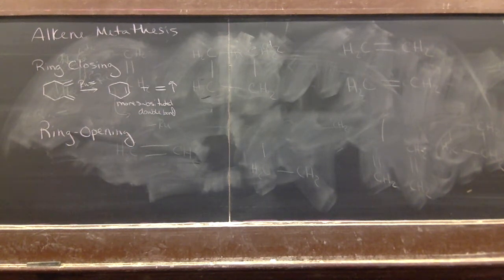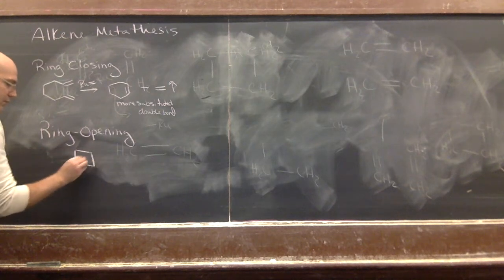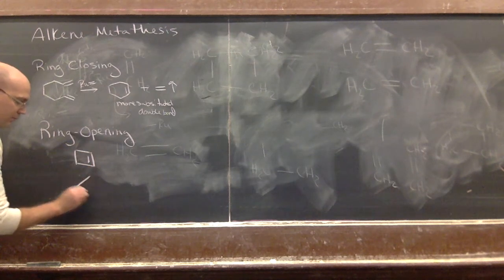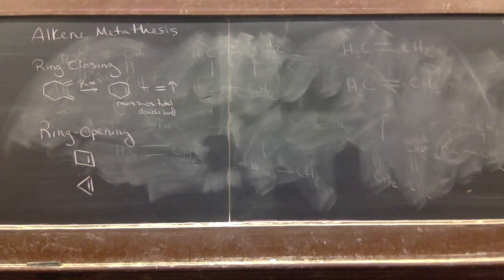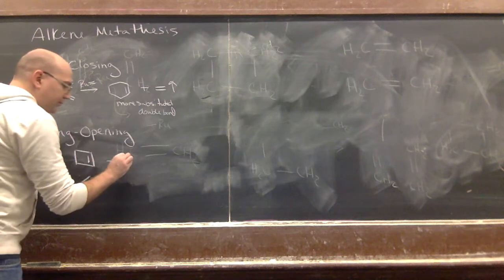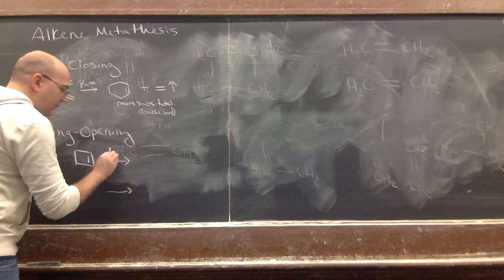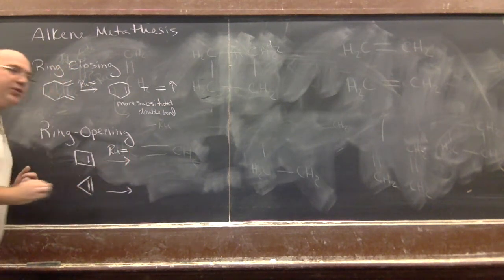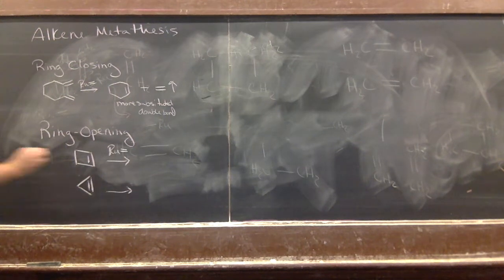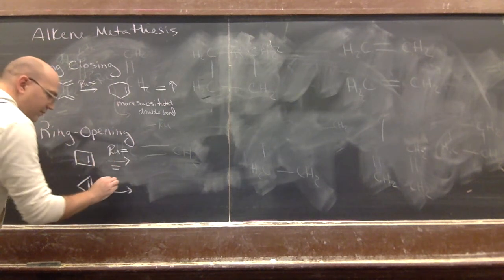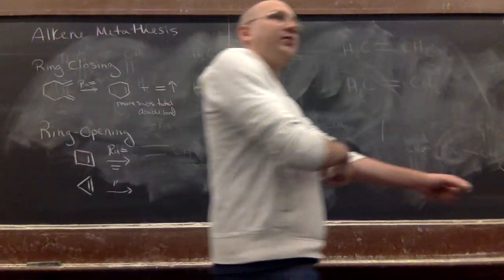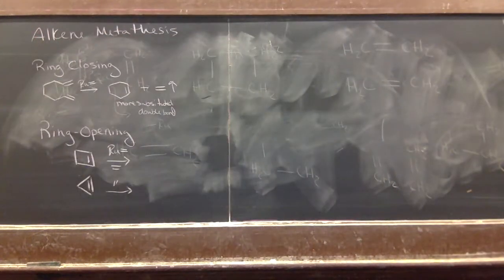So a 5-membered ring is not that strained, but a 4-membered ring is strained, or maybe a 3-membered ring, right? So if you have a really strained alkene, right, and you treated this with the ruthenium alkylidene and say, for example, ethylene gas, would be the product.